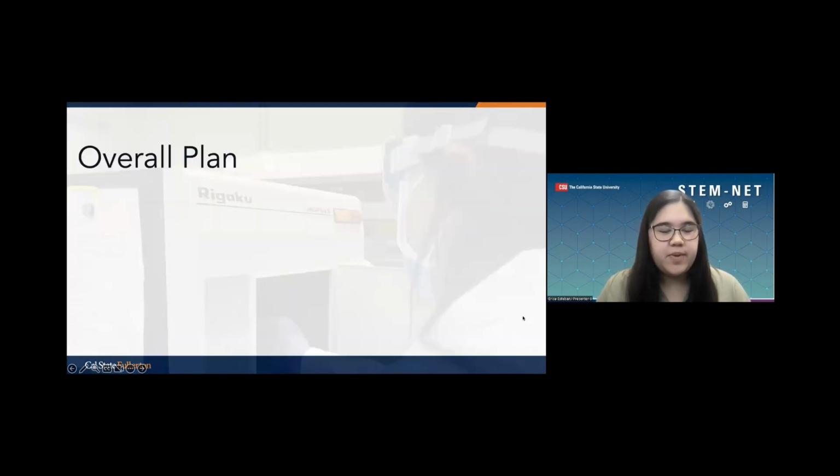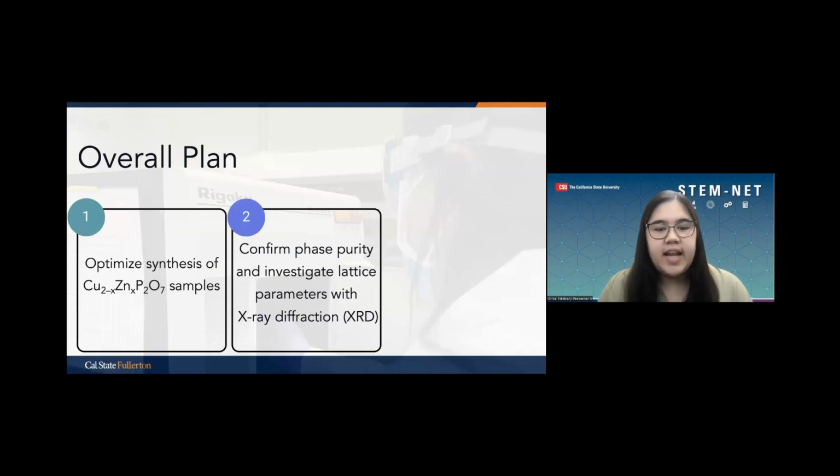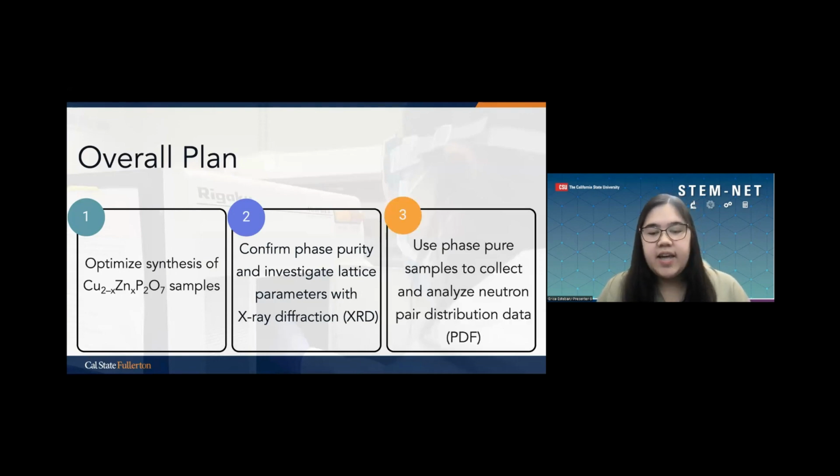So for my overall plan, first, I have optimized the synthesis of my samples. Then I was able to confirm phase purity and investigate the lattice parameters using X-ray diffraction techniques, and also use these phase pure samples and send them out to collect pair distribution function data.